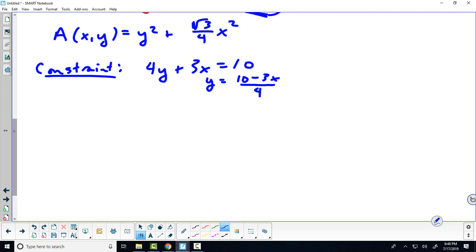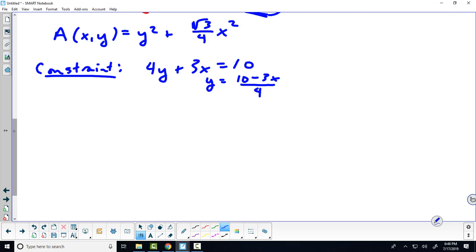Oh, well, yeah, we solved it in terms of the variable we want to replace. Now what do we do? We're going to plug the result of that constraint, solved for one of the variables, back into where? The optimization function.